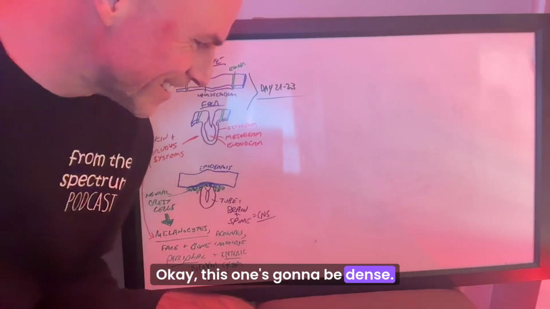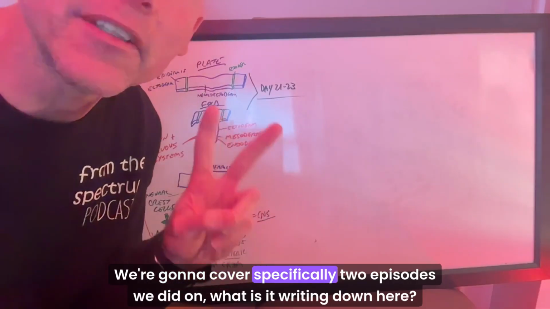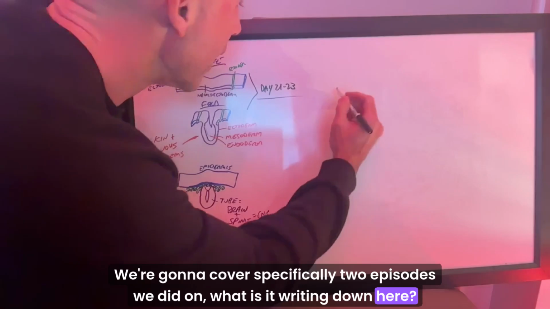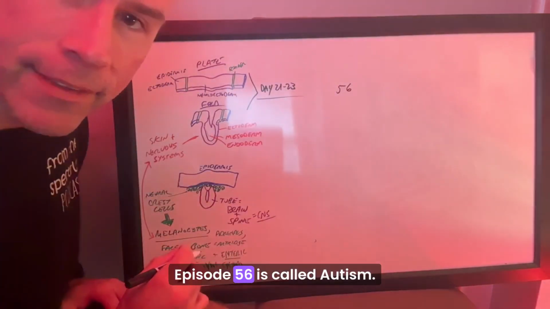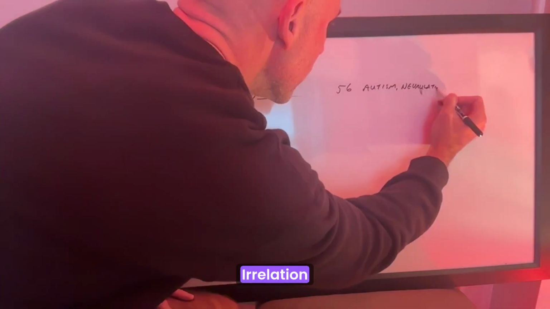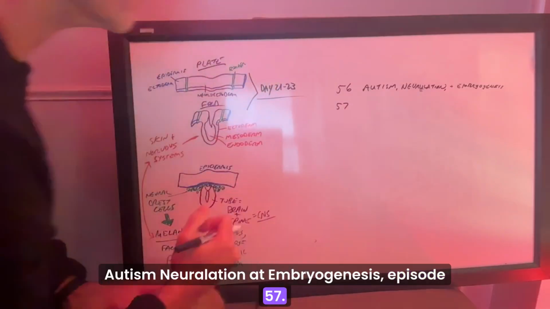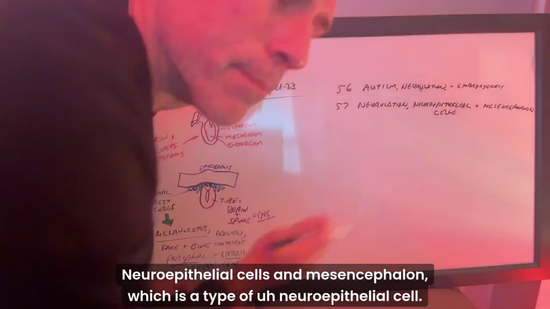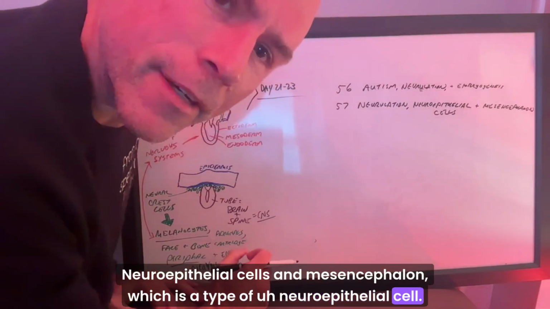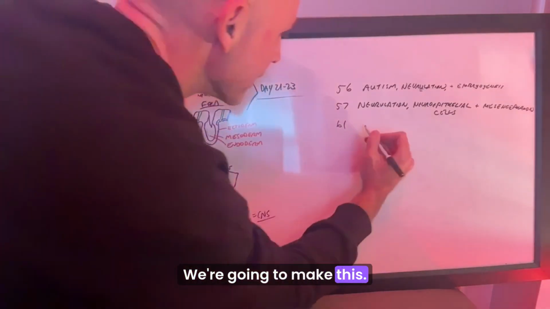Okay, this one's going to be dense. This one's going to be fun. This is Neurulation. We're going to cover specifically 2 episodes we did. We'll just write them down here. 56, it was called Autism, Neurulation, and Embryogenesis. Episode 57, Neurulation, Neuroepithelial cells, and Mesencephalon, which is a type of neuroepithelial cell. Ooh, I'm close. We'll make it.